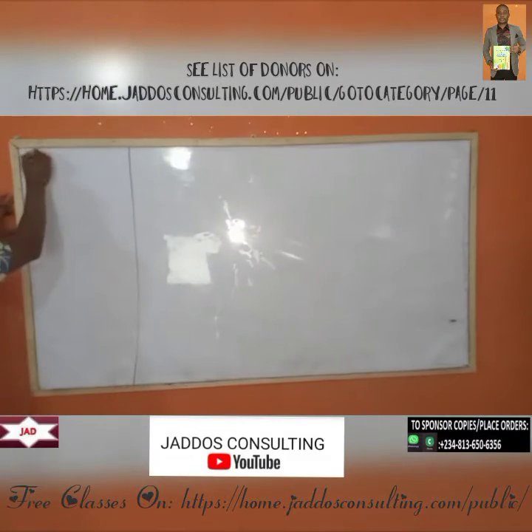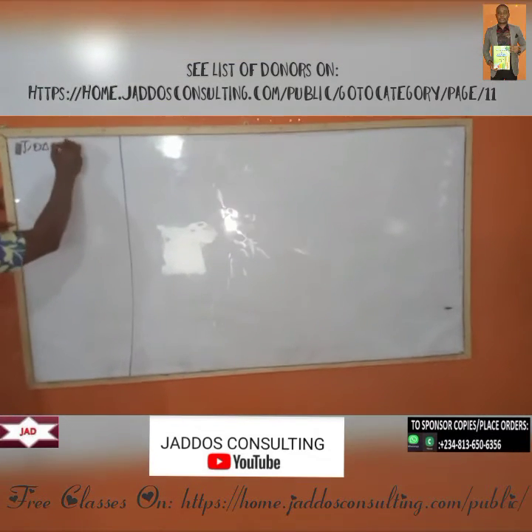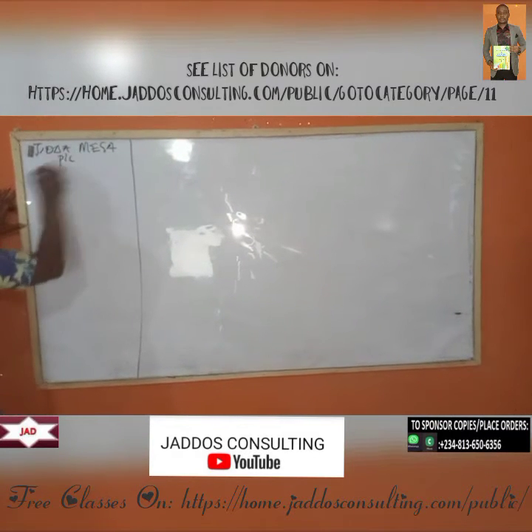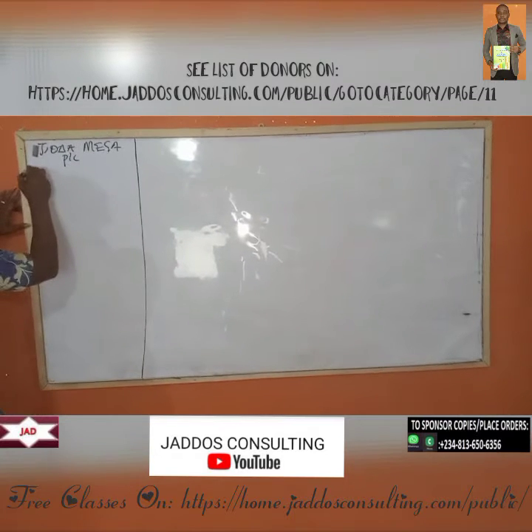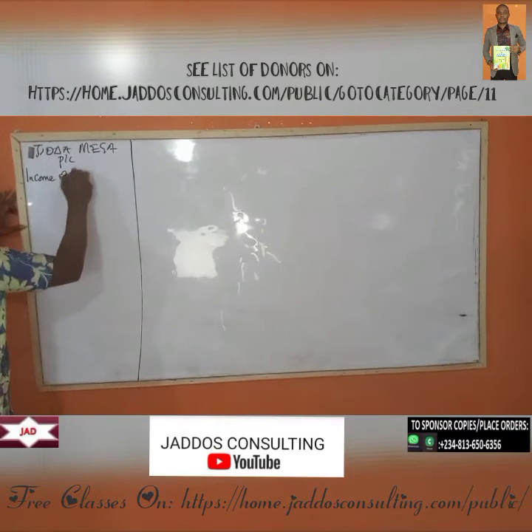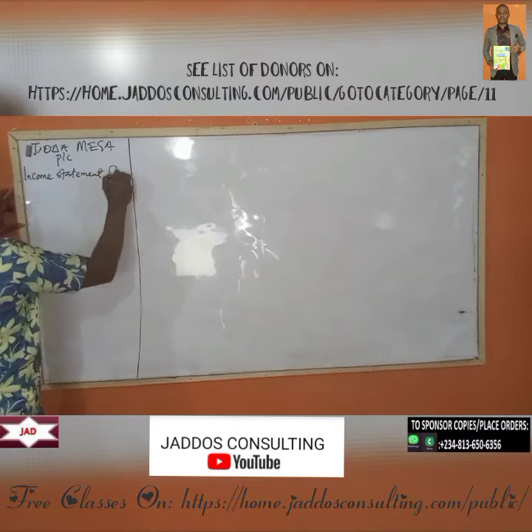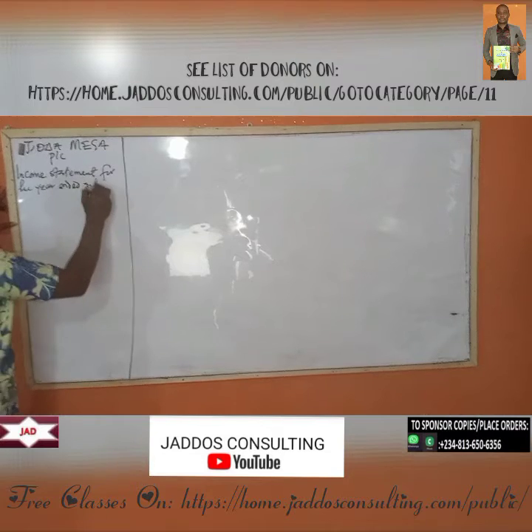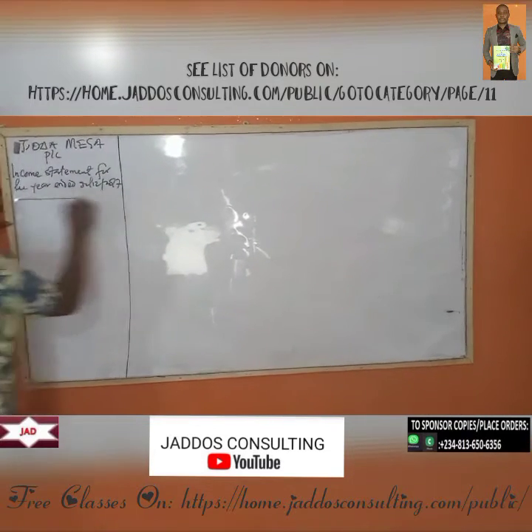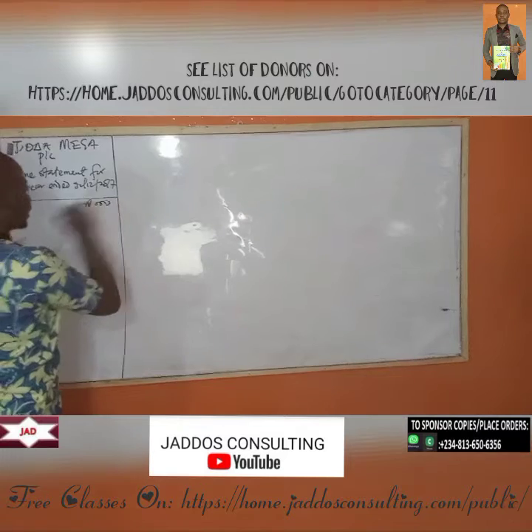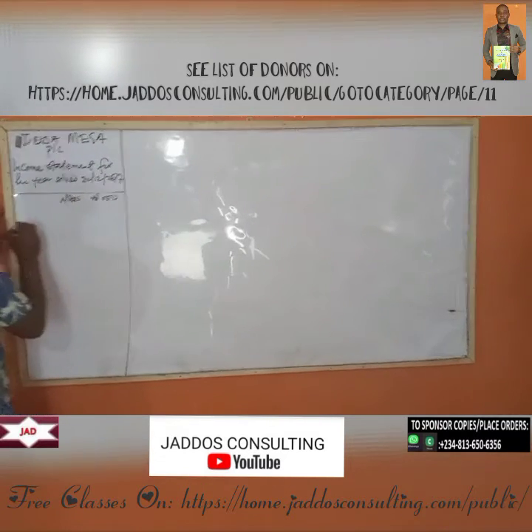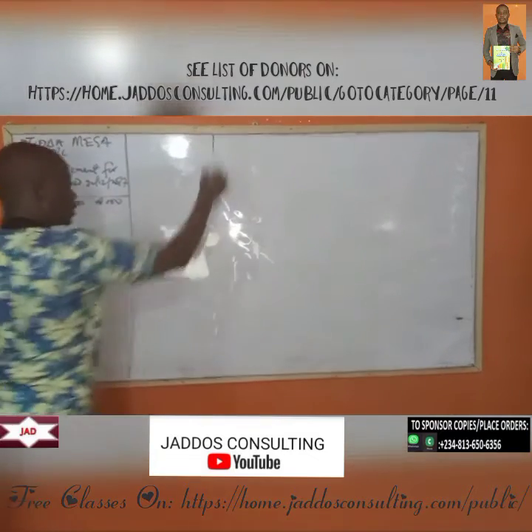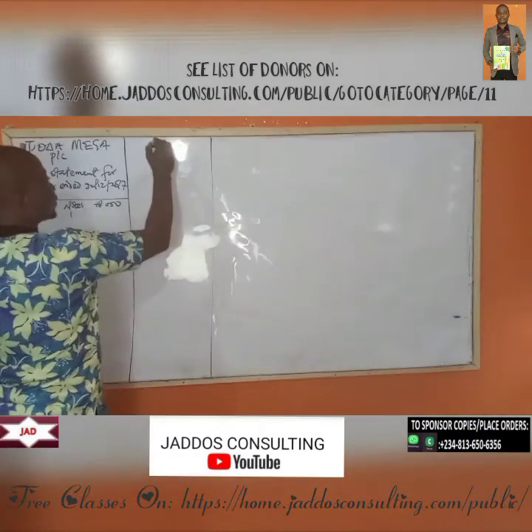Okay, so it's Mega PLC. So we have the income statement for the year ended 31st December 2017. So we're already used to all this at this level. Shouldn't be an issue. So we have note 1 here. This will be your turnover. Right? So what's your note 1?